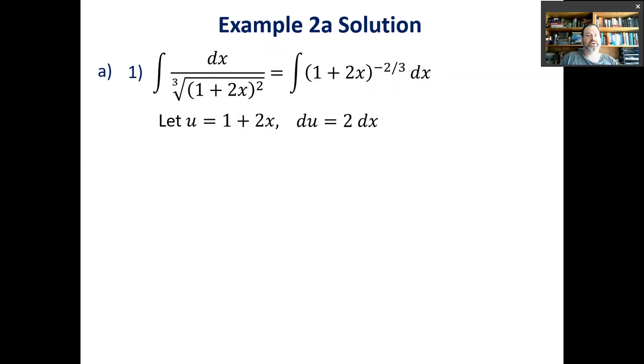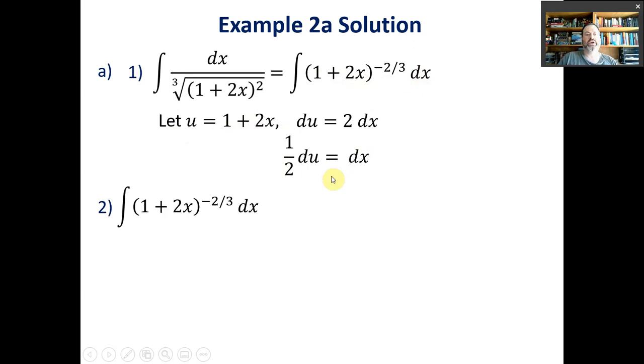Then du is just 2 dx. Now we look up here so we can see, all right, I can plug u in here, but this says 2 dx, this only says dx. So that means divide both sides by 2. Now we can do the substitution. So 1 plus 2x is u, and then dx is 1/2 du. So here we go, do the substitution. This entire thing becomes u, this entire thing becomes that.